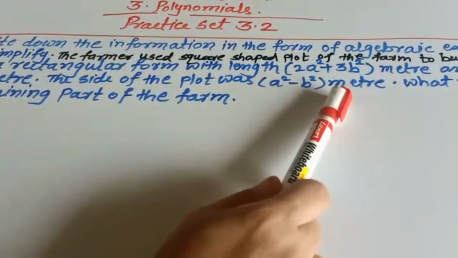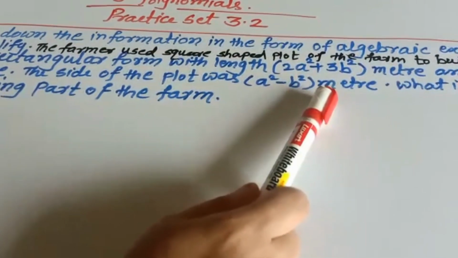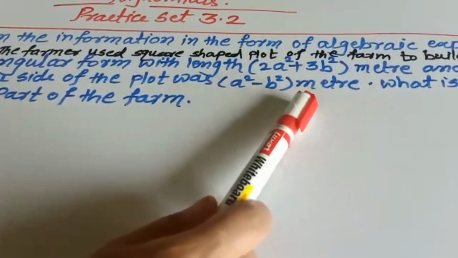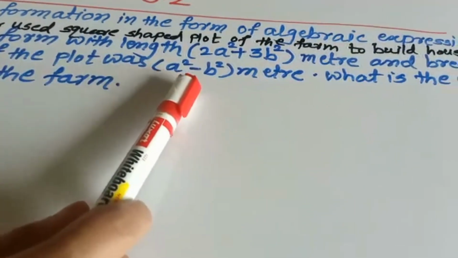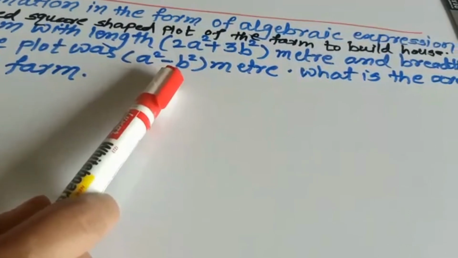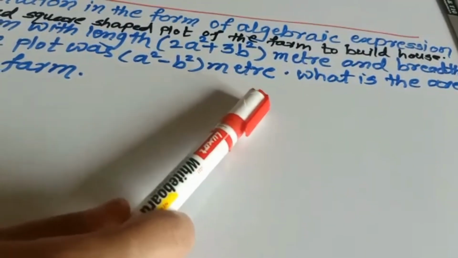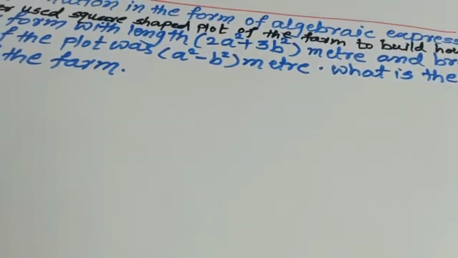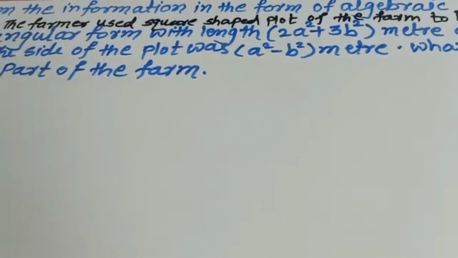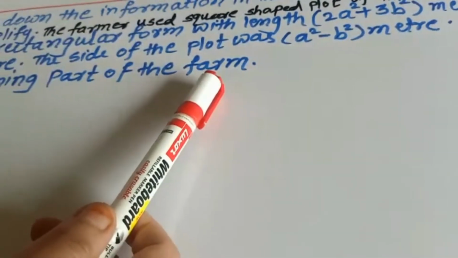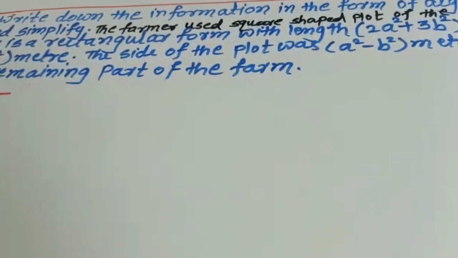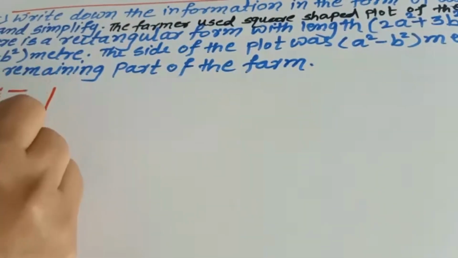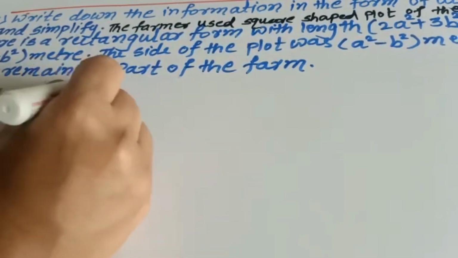That area, the plot he is going to use to build his house, is in the square shape, and the side of that square shaped plot is given, it is a square minus b square meter. Then what is the area of the remaining part of the farm? So here we have to find the area of the remaining part of the farm. First we will draw one diagram so you will understand better.